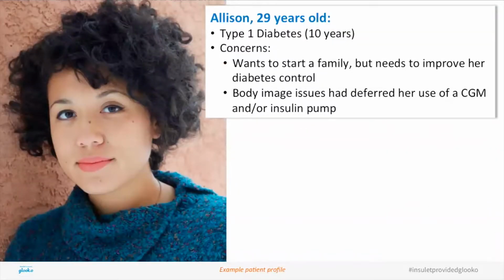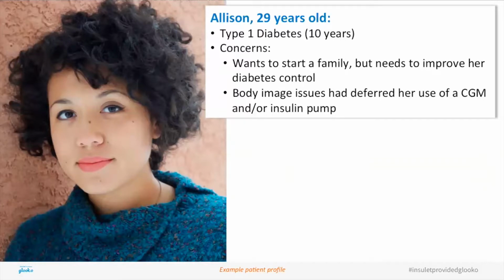Our second patient example is Allison. Allison is a patient with type 1 diabetes on multiple daily injections. She wants to start a family, but needs to improve her blood glucose management. She's a 29-year-old female and has a 10-year history of type 1 diabetes. However, due to body image issues, she has deferred the use of an insulin pump and CGM. However, being recently married, she and her husband are now looking to start a family.